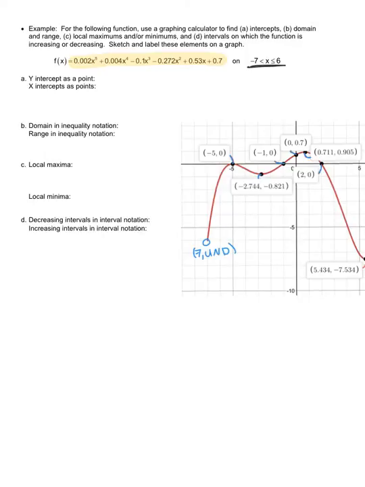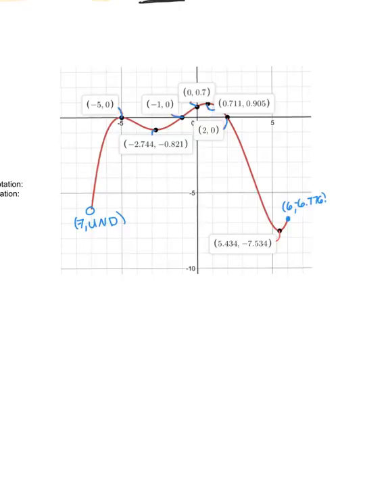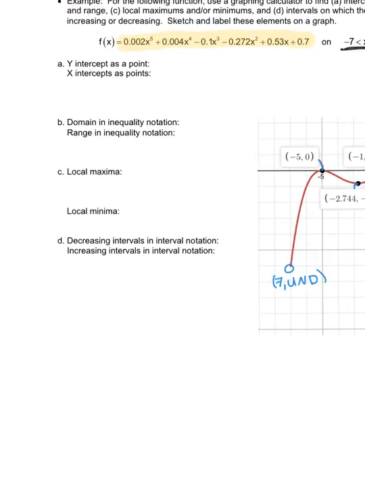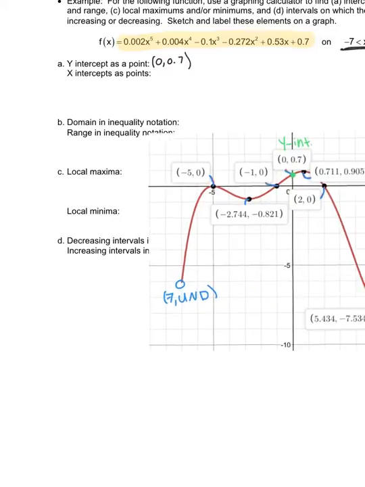So your y-intercept for part A, that is where your graph is going to cross the y-axis. So looking here, that happens at this point of (0, 0.7). So that right there is my y-intercept. There are no other places on the graph where I cross the y-axis. So that is my answer for the first part, and I'm going to list it as a point. So I'm going to put (0, 0.7).